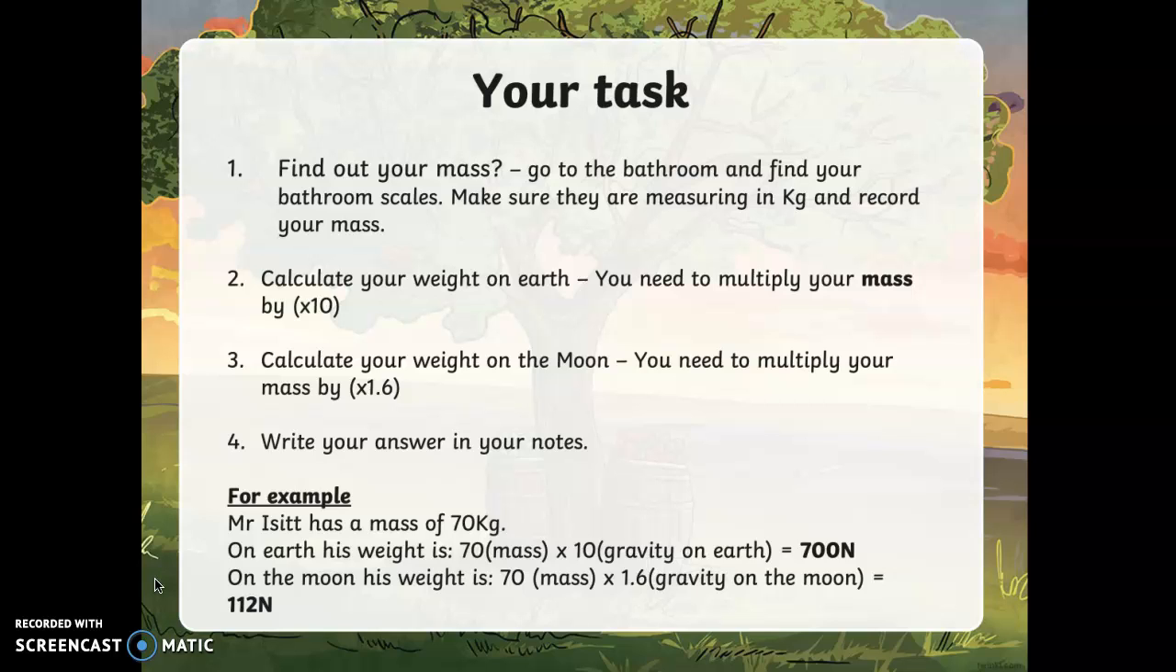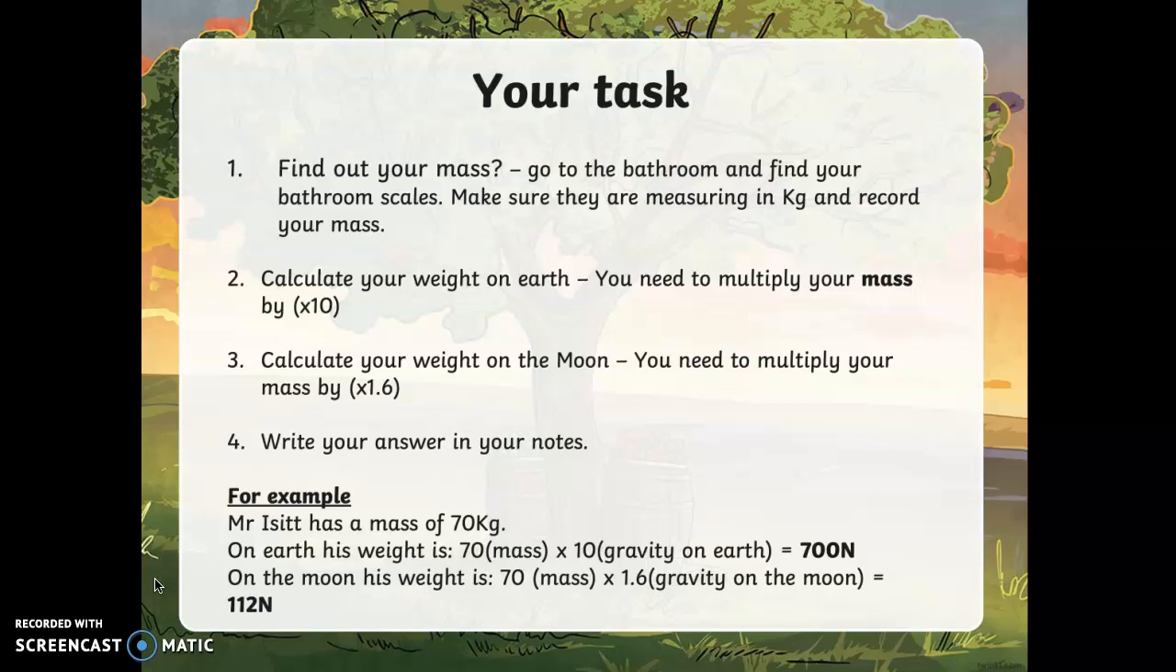Now, we have a little bit of a home experiment or task to complete before the end of this lesson. So well done for listening and watching this far. This is now your task, and your task is as follows. Number 1, you're going to find out your mass. So go to your bathroom at home and find your bathroom scales. If they're not in your bathroom, ask your parents if they've got a set of scales that you can measure your mass on. Make sure they are measuring it in kilograms and record your mass. Once you've done that, you're going to note down your mass on your piece of paper, and you're going to multiply your mass by 10 to give you your weight on Earth. Okay, that's going to be measured in newtons.